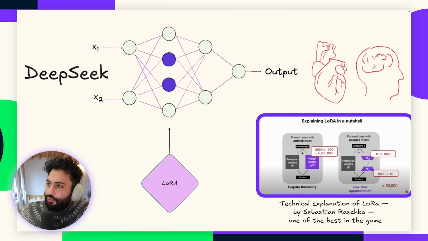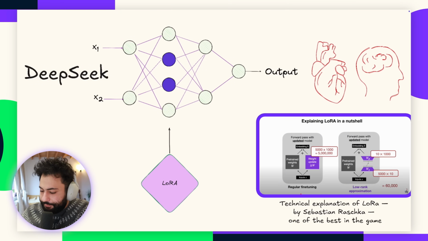Now, I linked here, we're going to link this in the description, a technical explanation of low-rank adaptation by Sebastian Raschka, who is really one of the best NLP researchers in the game. Highly recommend that you check out his content there. But this is the intuition of LoRA, and I won't really be going into the math behind LoRA in this video.